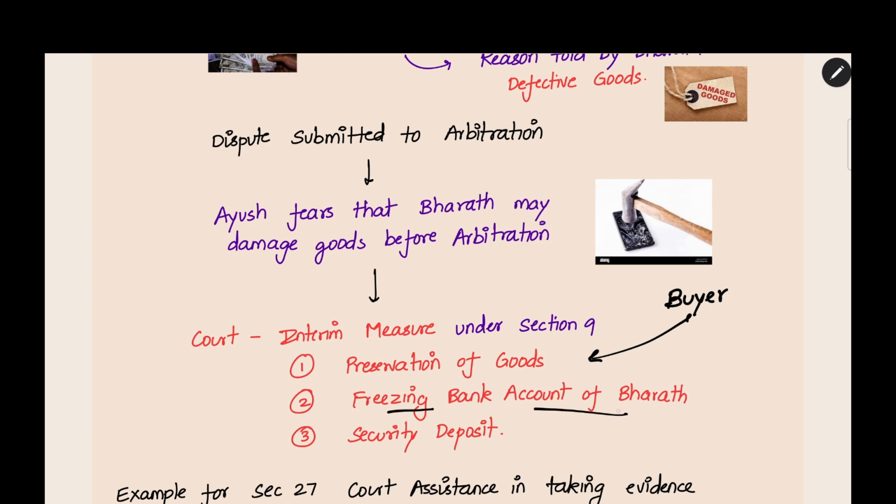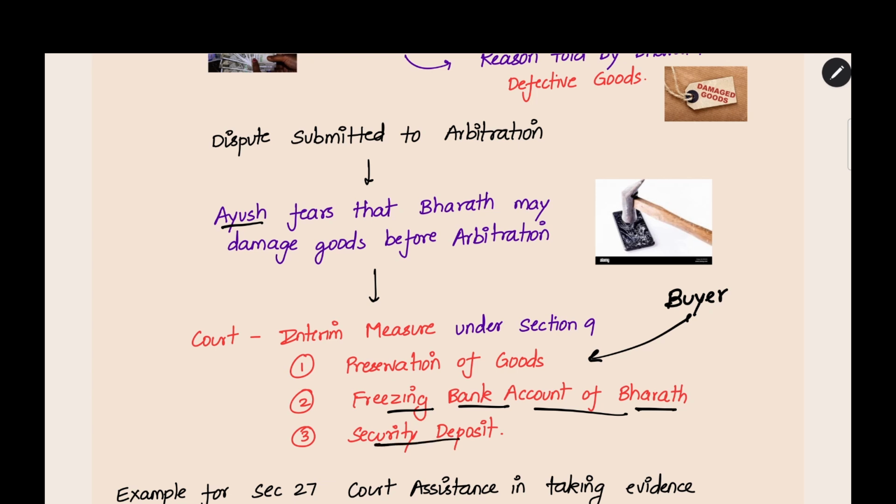And freezing the bank account of Bharat. If the buyer does not have any money, the seller cannot recover any money. So, in order to secure the amount from Bharat, he has to get an order from the court to freeze the bank account. If the bank account is frozen, then no one can take the amount, and if the arbitration comes in favor of the seller, he can recover the amount from Bharat, the buyer.